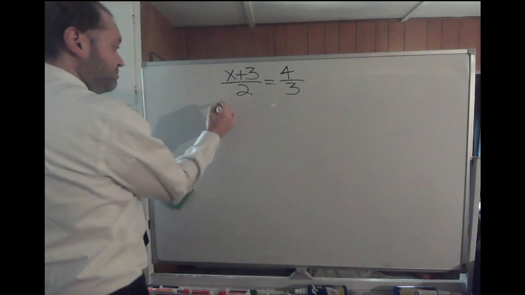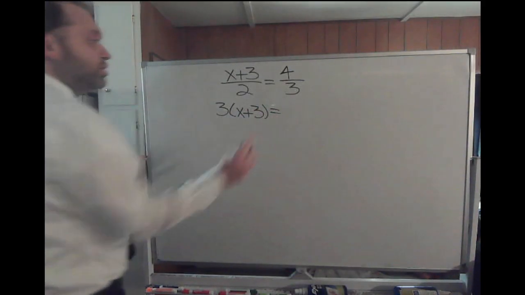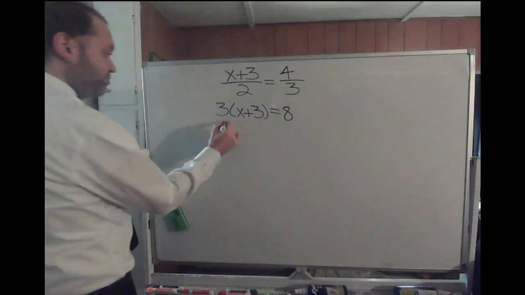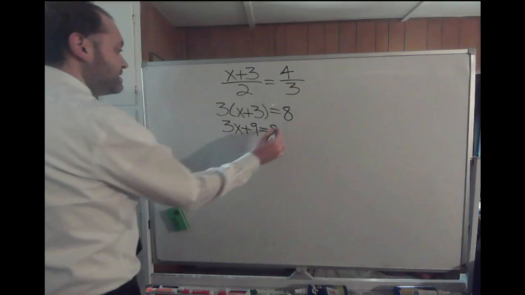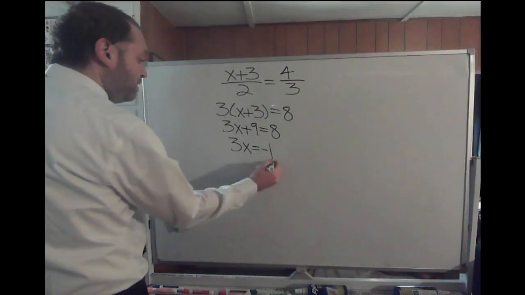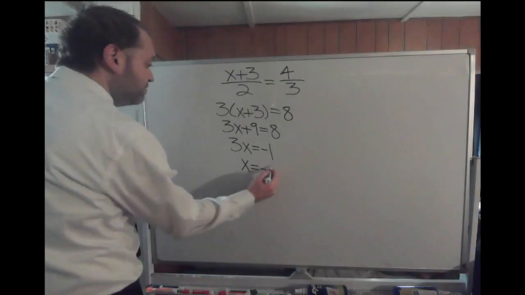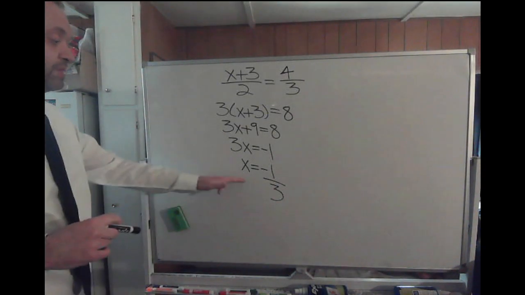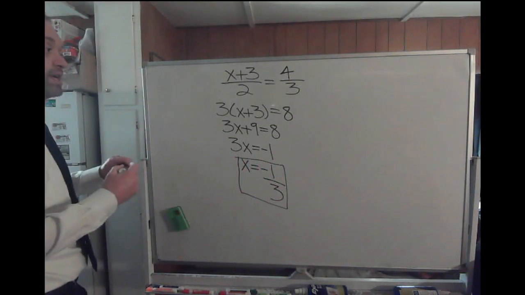So take the product of the means, that would be 3 times the quantity of x plus 3. You'll set that equal to the product of the extremes, which would be 2 times 4, so that'd be 8. Do the distributive property, you get 3x plus 9 is equal to 8, which would then end up giving you that 3x equals negative 1, which would then give you that x is equal to negative 1/3. So the solution in this case is that x would end up being equal to negative 1/3.